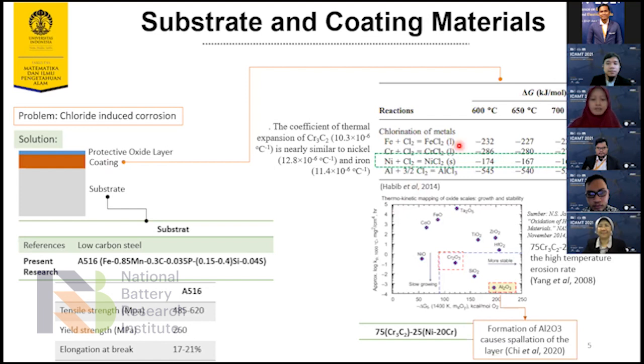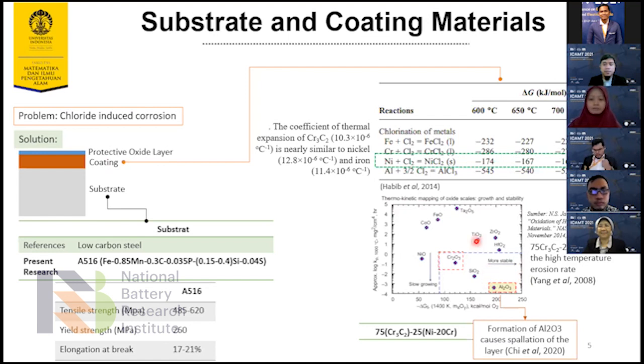In the coating system, the excellent coating will produce protective oxide scale. And this figure presents that some protective oxides such as chromium oxide, silicon oxide, and then aluminum oxide are stable for the protective oxide scale. However, in chloride environment, alumina scale causes spallation of the layer. Thus, chromium is the best element for reducing the oxide scale in chloride environment.